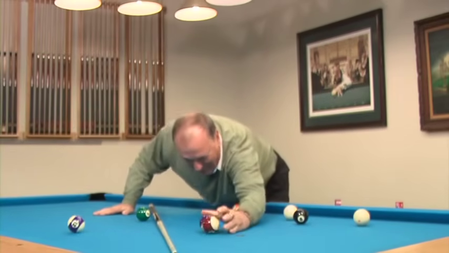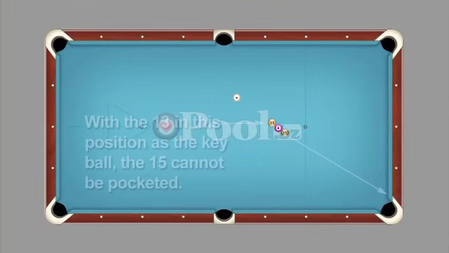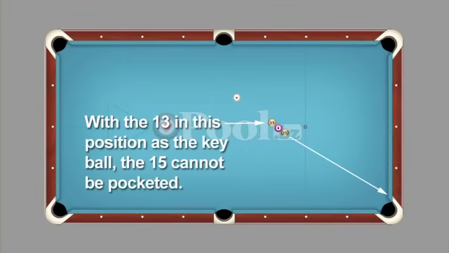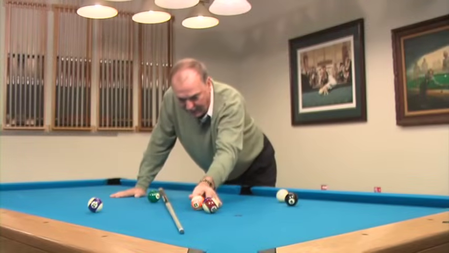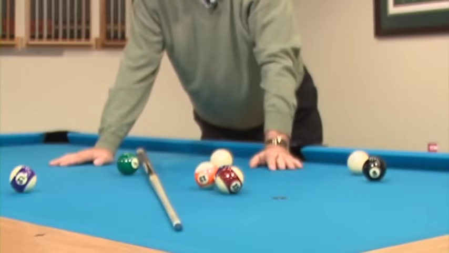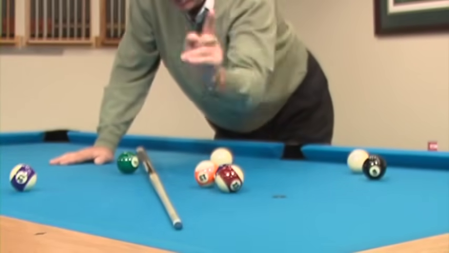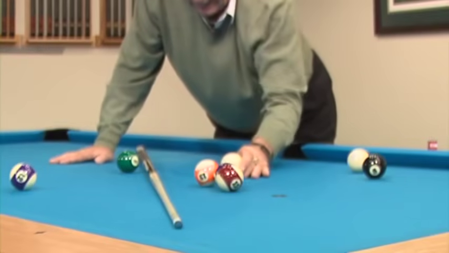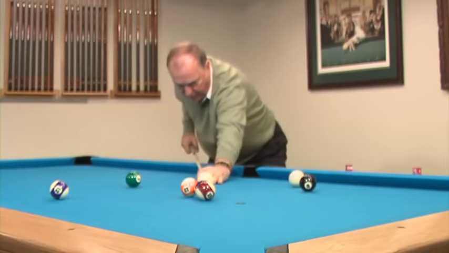But I'll set up another variation here. If you see something like this, no matter where you hit the 13, it won't change. The 15 will miss. Let's say that you have this. Now let's work backwards. The 15 has to go that way. Therefore, the 4 has to go that way. Therefore, I got to hit the 4 ball on this side. So that's how you work backwards and never make a mistake.